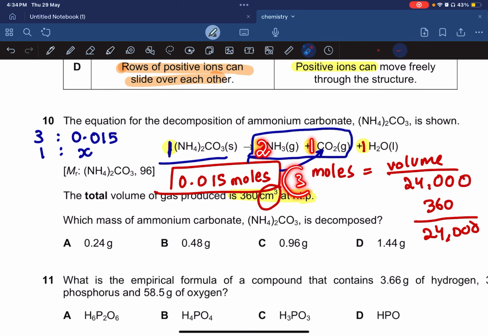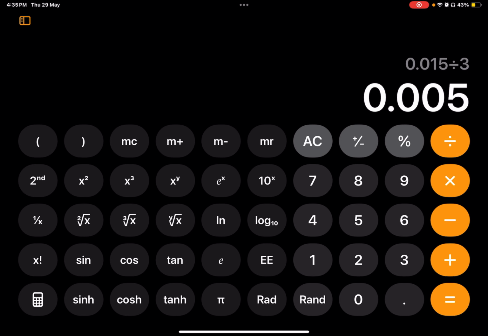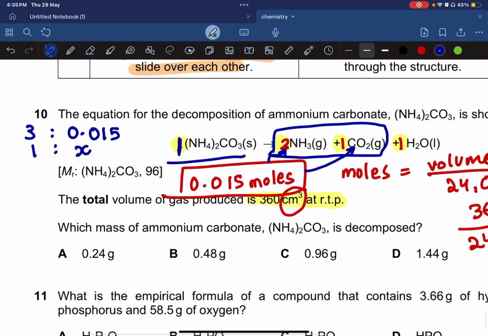In total I had 3 moles of gases. So 3 moles in the equation represented 0.015 moles in reality, so 1 mole in the equation would represent X. I hope you get it. Now the value of X is going to be, if we divide 0.015 by 3, 0.005 moles. I know that the moles of ammonium carbonate is going to be 0.005. I have the moles.